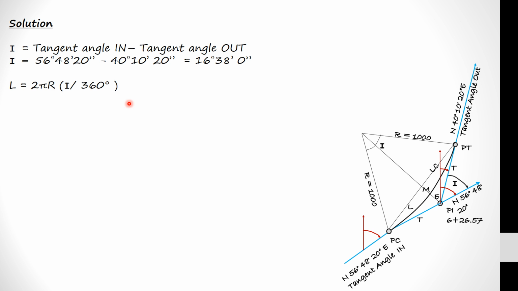So our length of curve is going to be the radius, 1,000, times the intersection angle over pi over 180. And I'm doing pi over 180 because 2 pi over 360 is the same as saying 1, or pi over 180. Okay, so when I put this into the calculator, I get the solution of 290.31 feet.